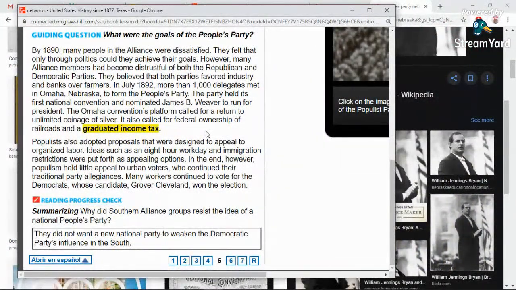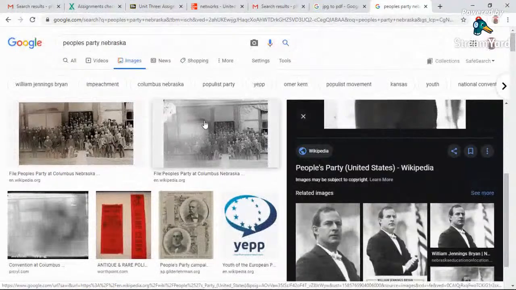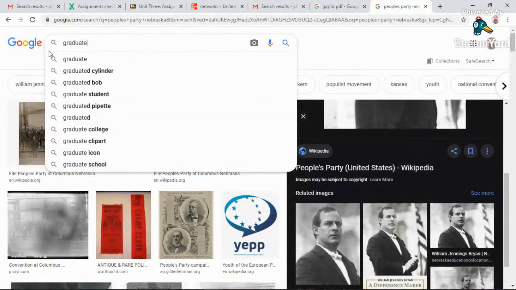So what did they believe in? Okay, one, they nominated James Weaver to run for president. And what did they want? Unlimited coinage of silver and federal ownership of railroads and graduated income tax. These are the three things that they wanted. So again, before silver was used for money, they wanted, or to back money, they wanted silver back. They wanted the government to own the railroads, not private companies. And a graduated income tax is when the taxes that you pay depend on how much money that you make.